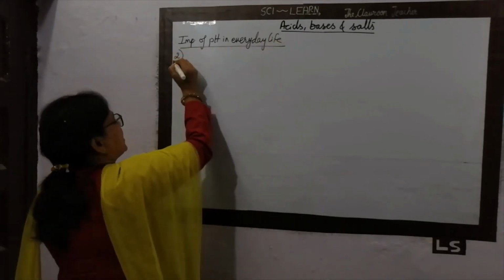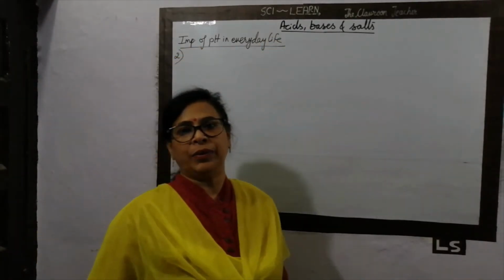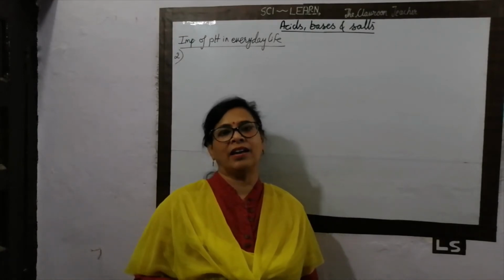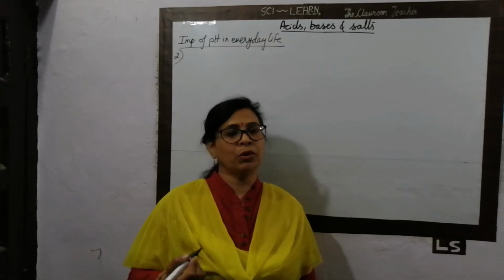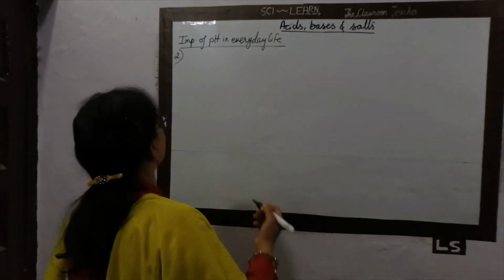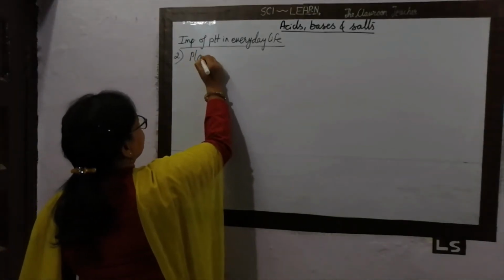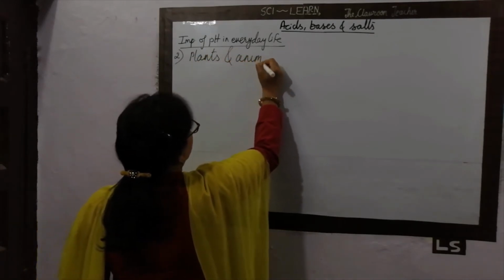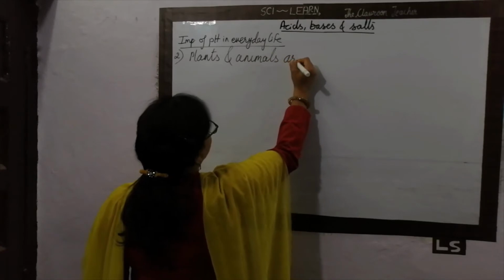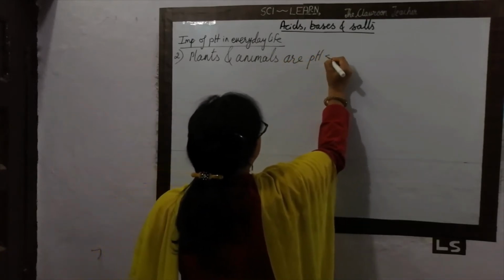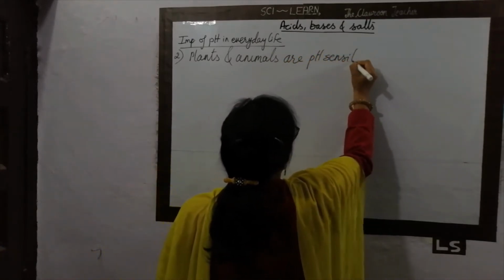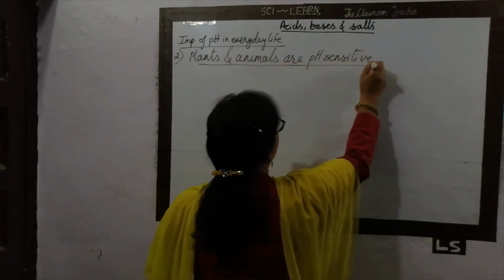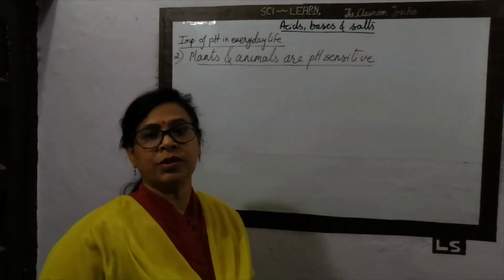Now, what is the second importance of pH in our day-to-day life? The second importance is in plants and animals. Plants and animals both are pH sensitive. Sensitive means beyond one particular pH, they are unable to survive.